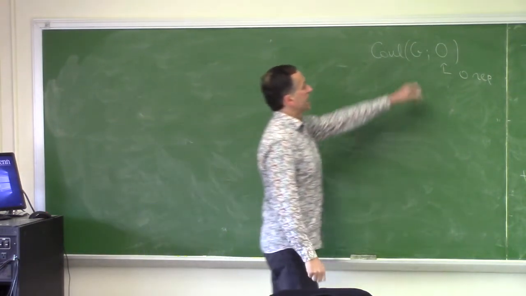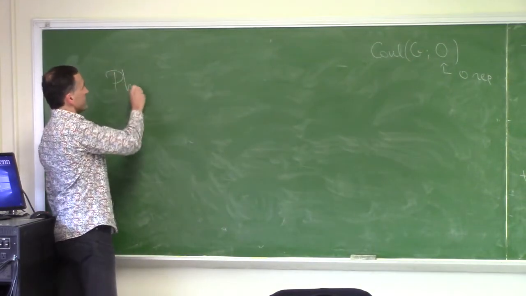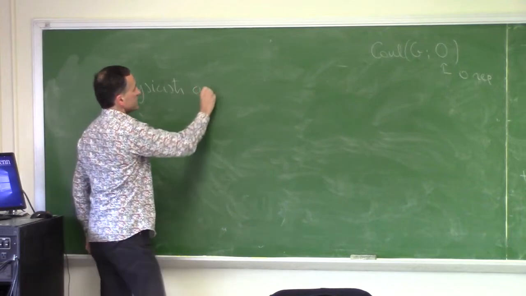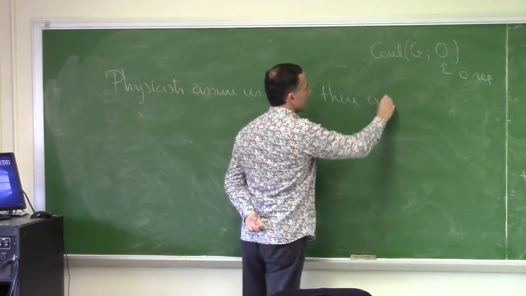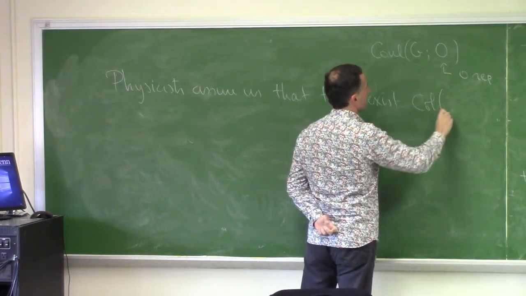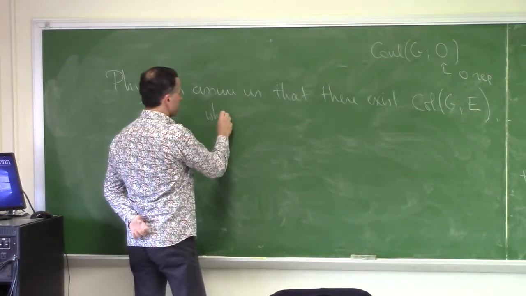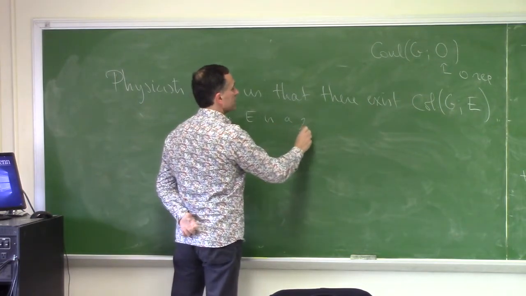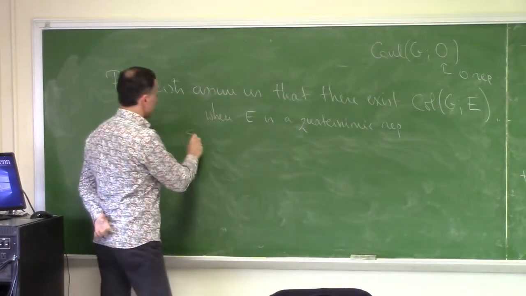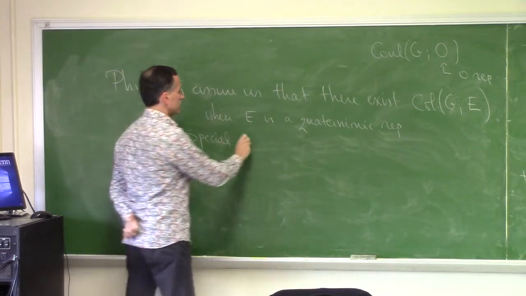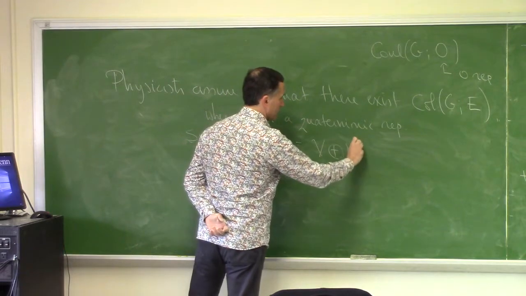Now, physicists tell us that there are other versions of gauge theories. They call this pure gauge theory. So physicists assure us there are things like the Coulomb branch of G with representations E, where E is a continuum representation. And the special case, the one that is now well understood, is when E is the double of a complex representation, E plus E star.